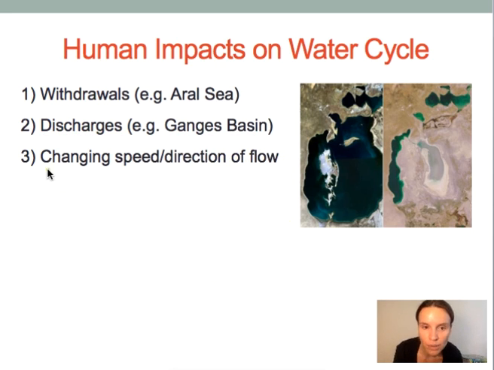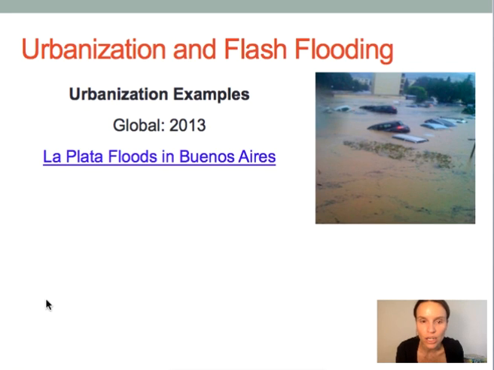The last thing that we do is change the speed and direction of flow. And we do that through creating artificial channels and reservoirs and dams to try to control water flow, mostly for irrigation of crops. So those 3 things change the water flow pretty significantly on the surface of the planet, and you can see evidence of that in urbanization and flash flooding. This is getting to be an increasingly serious problem in our world.